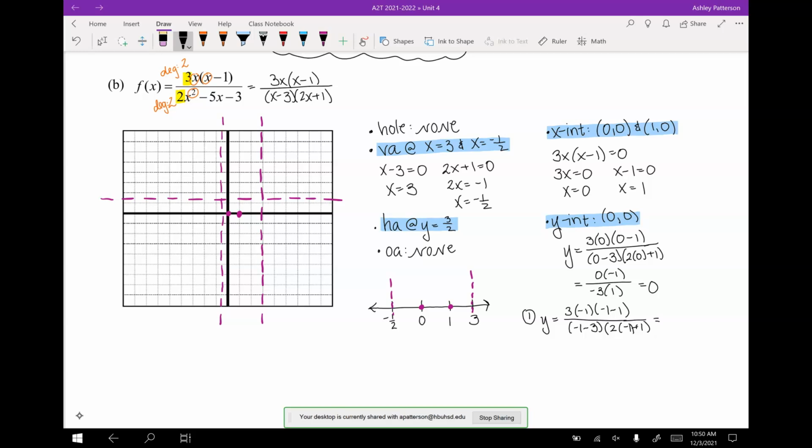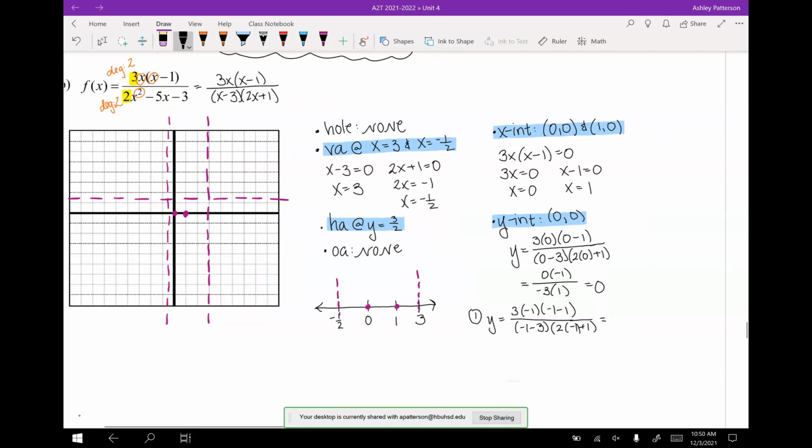Here's why I prefer the factored form. 3 times -1. Is that a positive or a negative number? It's going to be a negative. What is -1 minus 1? Is that a positive or a negative number? It's going to be a negative. So in the numerator, we have a negative times a negative number. Now in the denominator, what is -1 minus 3? Is that positive or negative? Negative.